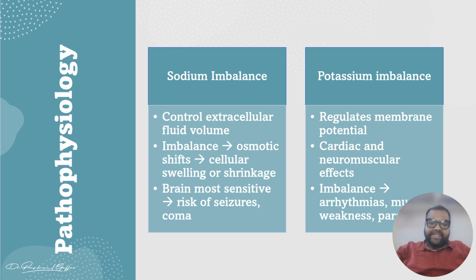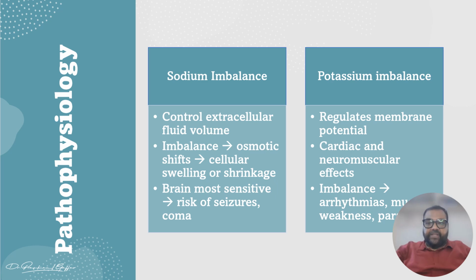The brain is the most sensitive part, and when the sodium is low, there is a risk of seizure and coma, right? Second is the potassium imbalance. So potassium regulates the membrane potential, right? It has a cardiac and neuromuscular effect. So when it is imbalanced, arrhythmia comes, murmur comes, weakness is there and paralysis is there, right?